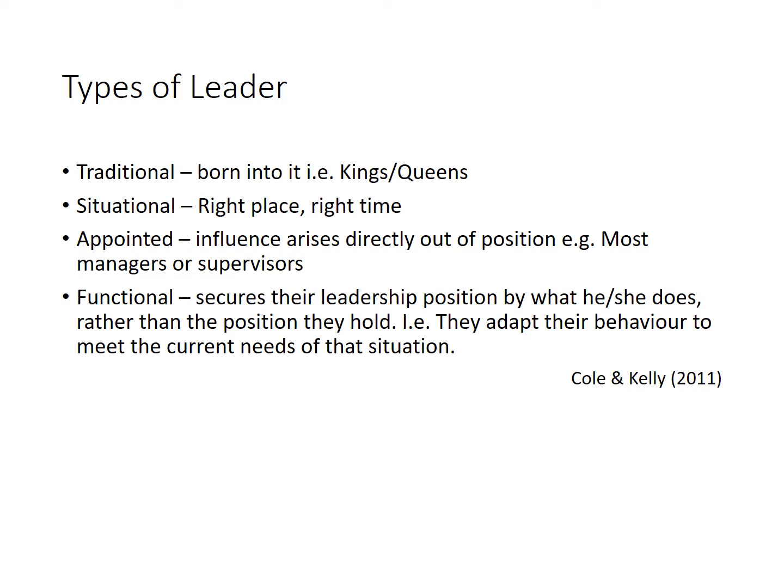Types of leaders: we've got traditional, born into it, kings and queens. Situational, right place at the right time. Appointed, where influence arises directly out of position, most managers or supervisors. And we have a functional type leader as well, who secures the leadership position by what he or she does, rather than the position they hold. They adapt their behavior to meet the current needs of the situation.